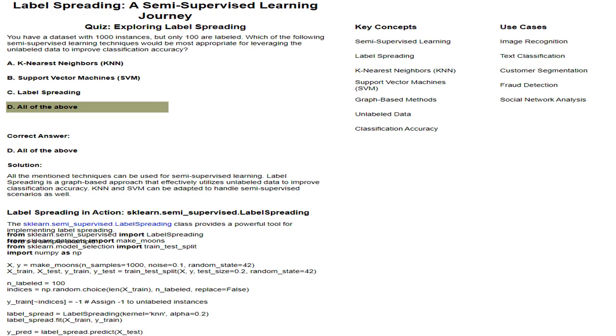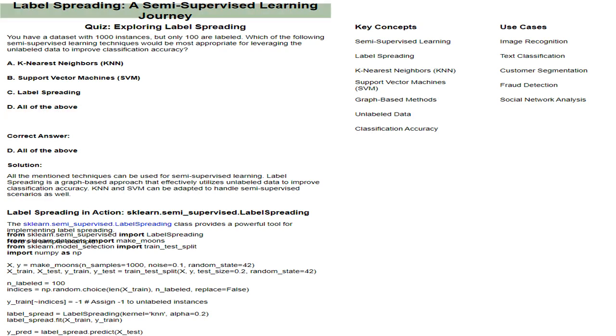All three techniques can be effectively applied in semi-supervised learning scenarios, with each method having its own strengths and weaknesses. KNN, SVM, and label spreading offer diverse approaches to utilize unlabeled data for better classification accuracy. True. D. All of the above.